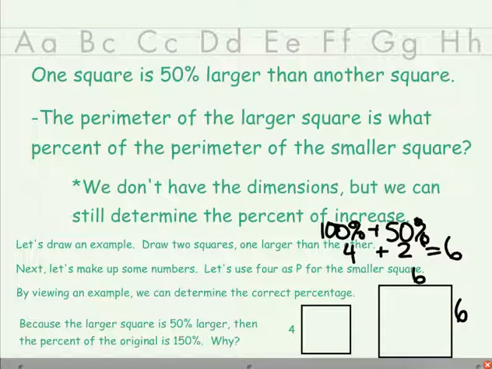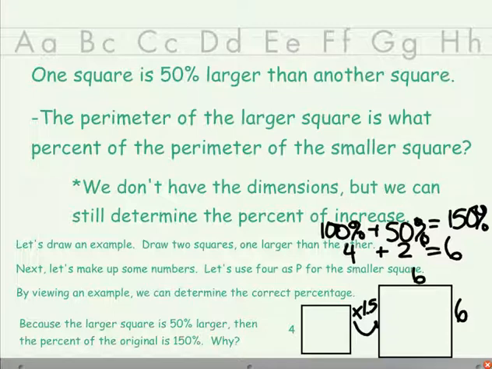So we get 6. The other way we can see this is that it's just 150% of the original, which, if we're thinking about a scale factor, 150% as a decimal is just 1.5, which is exactly what we need to get from here to here. We multiply by 1.5. So our percent of the original, when we're thinking about dimensions, we turn into a decimal to find our scale factor.